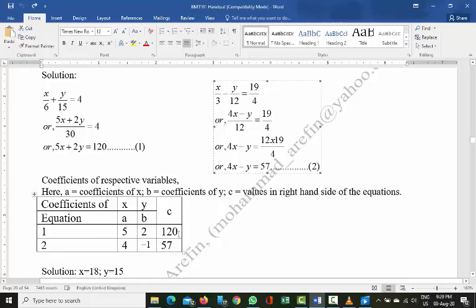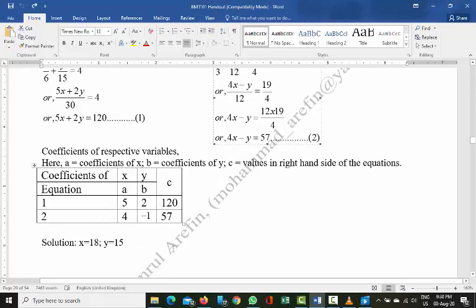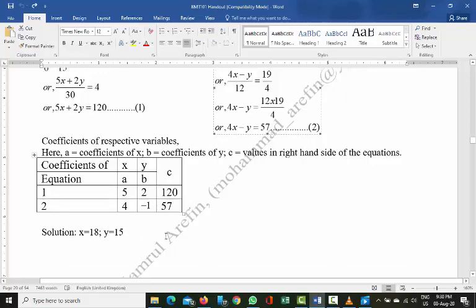Now we will move to the second equation. The coefficient of the first variable is 4. The coefficient of the second variable, that is y, is minus 1, and on the right hand side we have 57. If you use your calculator and solve it, you will see the value of x is 18 and the value of y is 15.